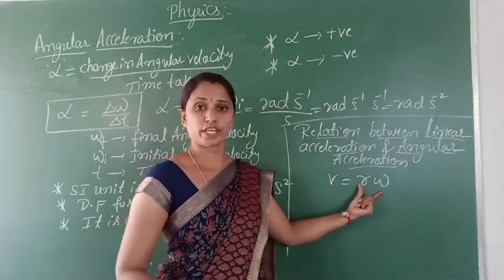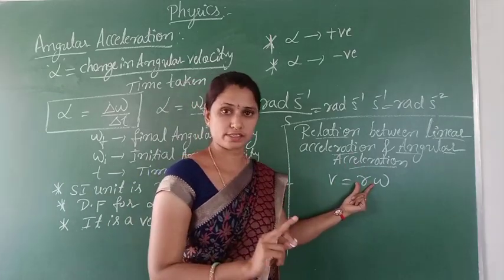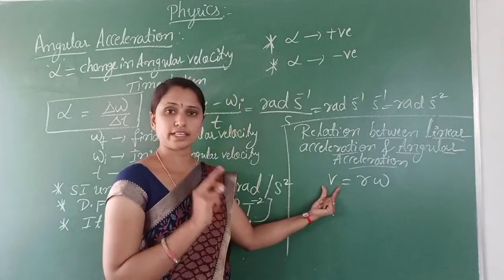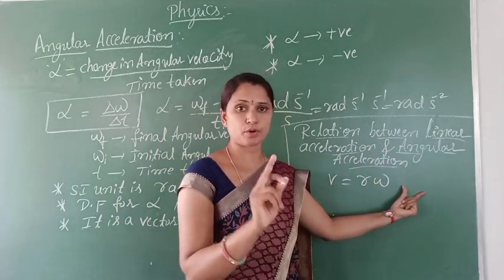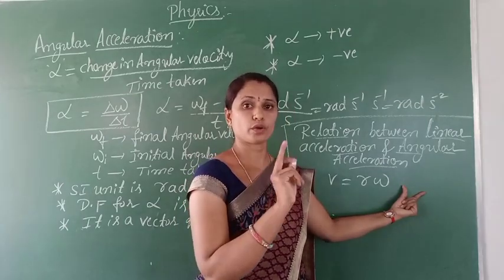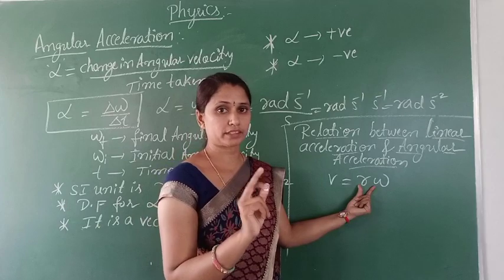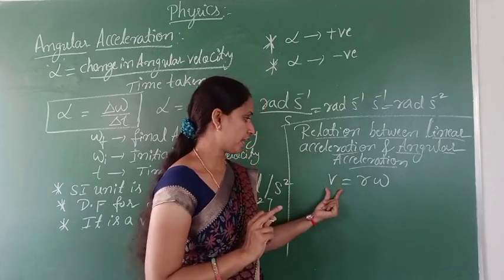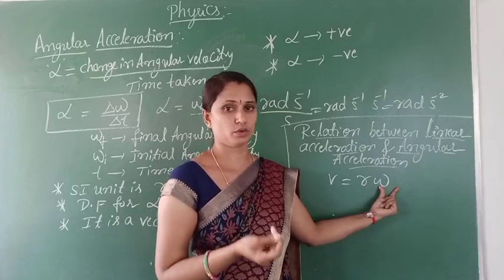So in case of rotational motion, r remains constant, meaning the radius of the circular path remains constant, and only the linear velocity and angular velocity change. When a rigid body rotates in a circular motion, the radius of its circular path remains constant, but the linear velocity and the angular velocity keep changing.